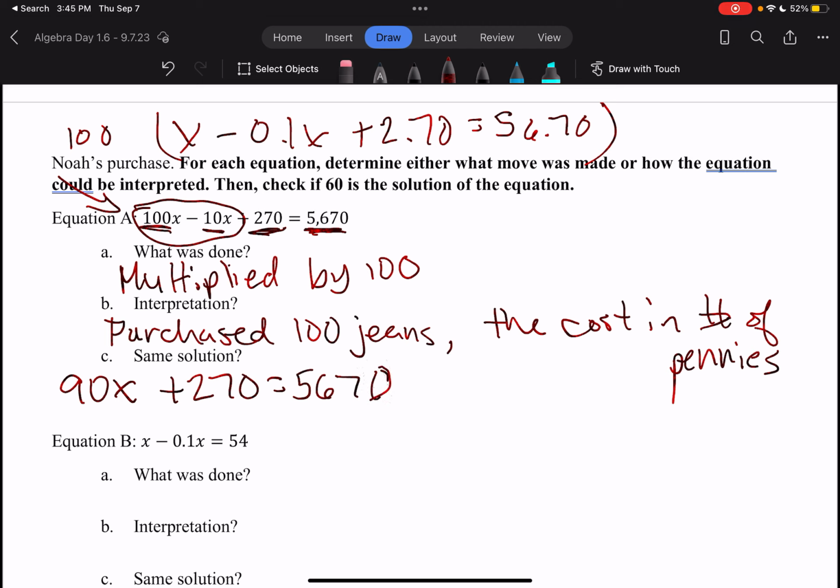If you plug in 60 here, does that work? So you need to do the math of that. And again, you can use a calculator if you want. 90 times 60 gives me 5,400 plus 270 does in fact give me 5,670, so that is correct. Do show your work, show how you got that answer, and you can show that it is correct.